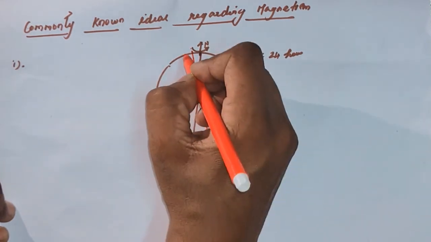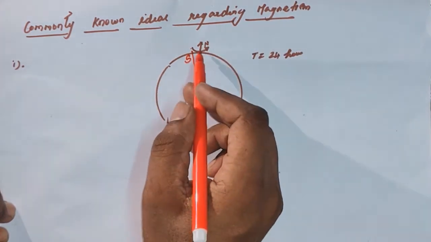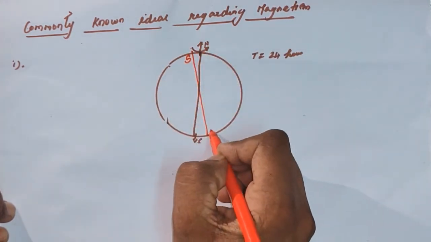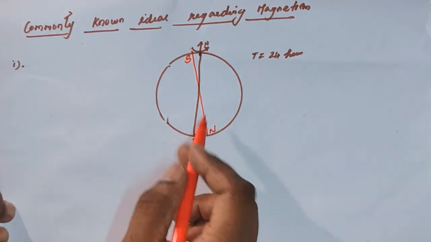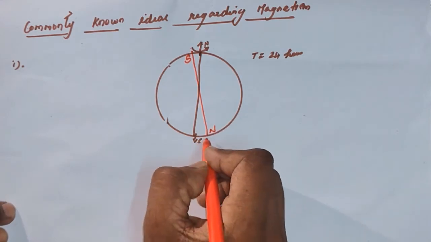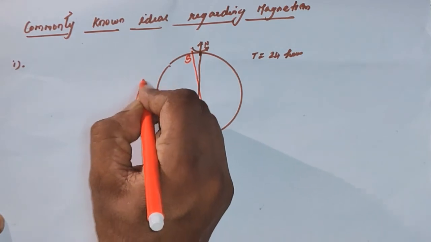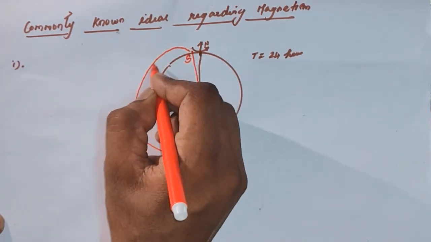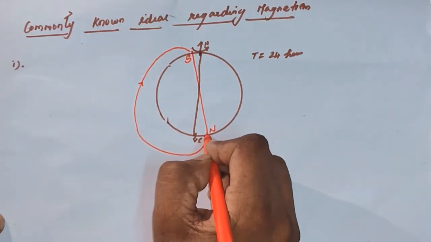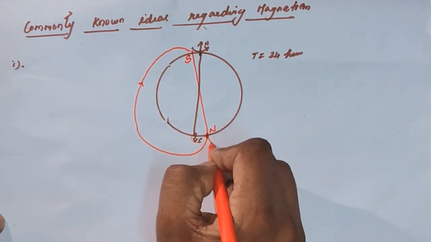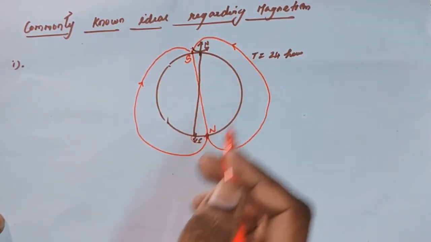But the Earth's magnetic south pole is near the geographic north pole. The Earth's magnetic north pole is near the geographic south pole, but they never coincide with each other. So the Earth's magnetic field lines start from the geographic south and end at the geographic north.